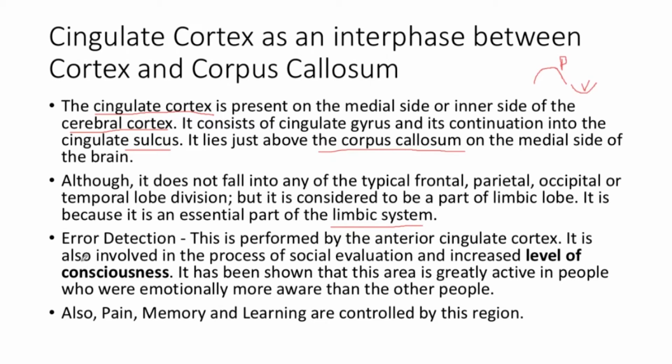It is used in, for example, things like error detection. Also, it has a very important role in social evaluation. That means, what is our role in society? It is continuously testing. It also has an increased level of consciousness. That's what you can think of without the cingulate cortex. And it has been shown that this area is greatly active in people who are emotionally more aware than other people. This part is also responsible for things like pain, memory, and learning, which are controlled in this region.